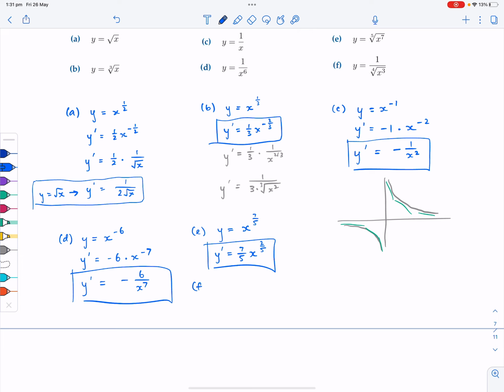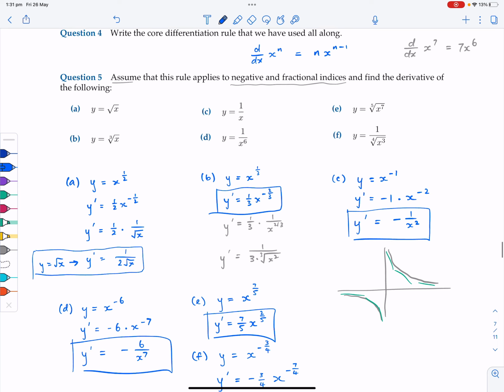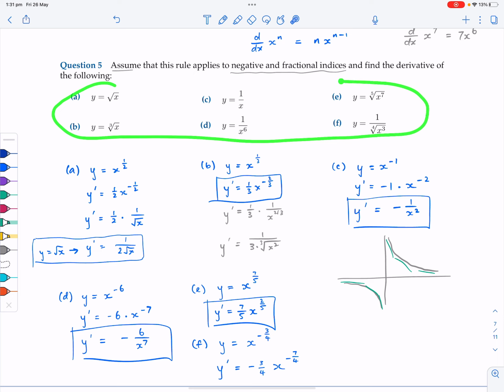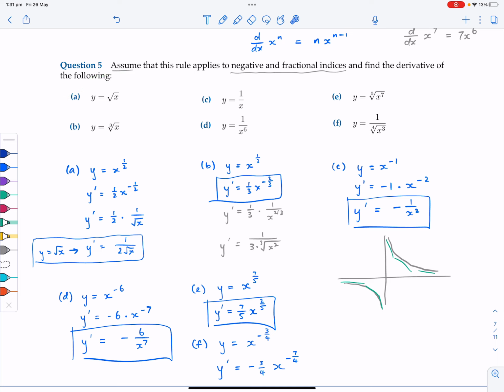And F, y equals 1 over 4th root of x cubed. That can be written as y equals x to the negative 3 over 4. So y dash is negative 3/4 x to the negative 7 over 4. And there we go. Right, so that is doing, there are plenty of textbook questions. I think there's a whole exercise basically about this kind of thing.